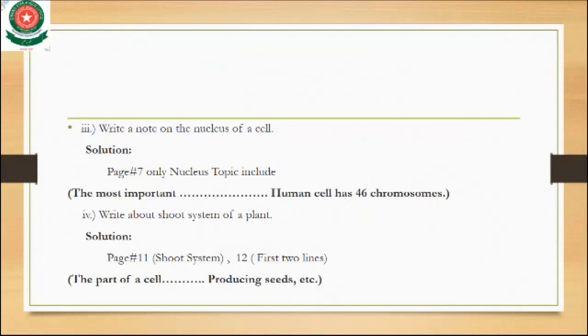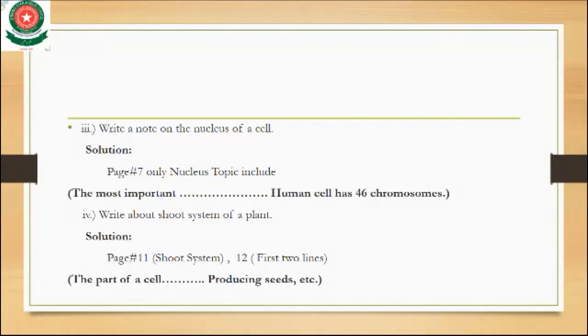Come to page number 7. There is a heading, nucleus. You will start with that. "The most important part of the cell is its nucleus." Start with this sentence. This contains only two paragraphs, and only the nucleus topic is included. They will end with "Human cell has 46 chromosomes."